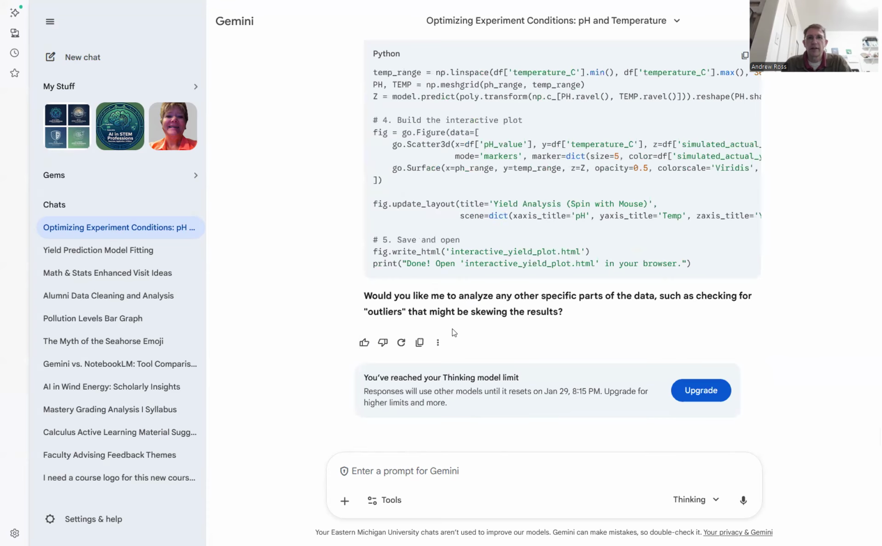Oh, and at the end here, it said you reached your thinking model limit. Your responses will use other models, not as fancy, until a particular date and time. So with Julius, once you run out of prompts on the free tier, it doesn't tell you you can use more at a certain time. At least it didn't tell me. I just had to do the paid upgrade. So here, at least you can keep going if you just wait.